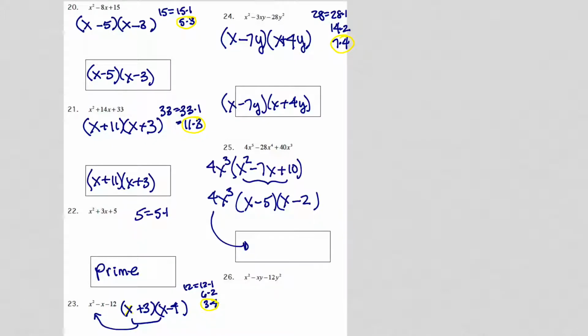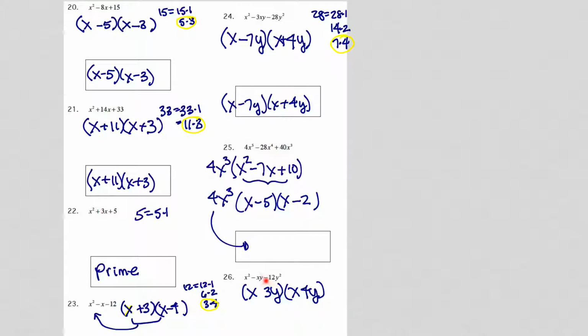26. I see nothing common all the way through, so let's write our parentheses. And how about an x and an x? Now, as before, this ends in a y squared, so we're going to have y's in both those positions. So we'll have a y and a y. And then the numbers that are going to multiply to give us 12, that add together to give us a 1, well, 12 and 1, that doesn't work. 6 and 2, doesn't work. But 3 and 4, I think that'll work. So how about a 3 and a 4?